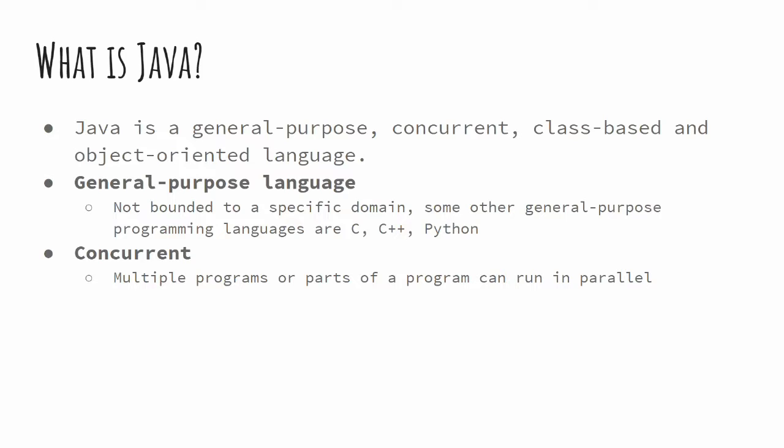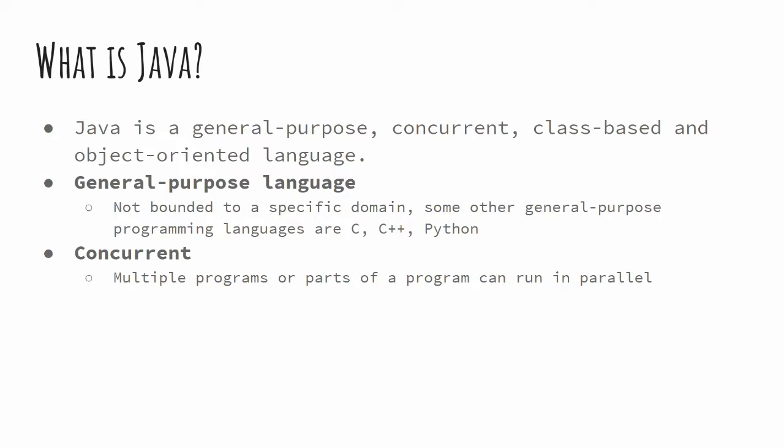A general purpose language means it's not bounded to a specific domain. Some other general purpose programming languages are C, C++, Python. Concurrent means multiple programs or parts of the program can run in parallel. This is going to be much further into the future, in a more advanced course, where you would probably learn about synchronization or multi-threading.